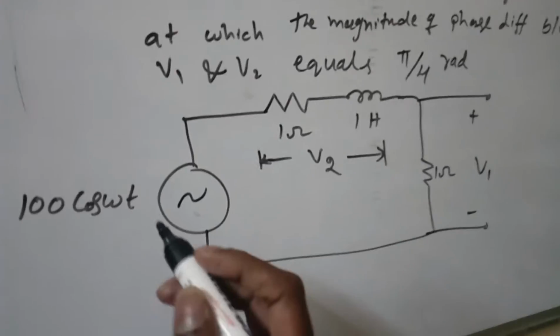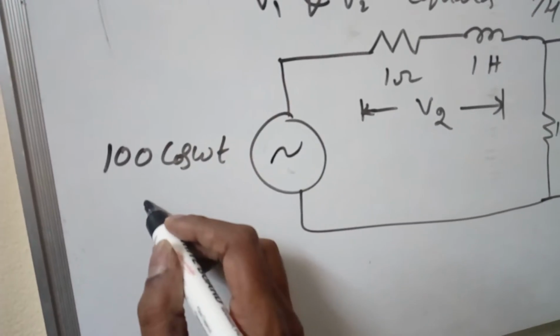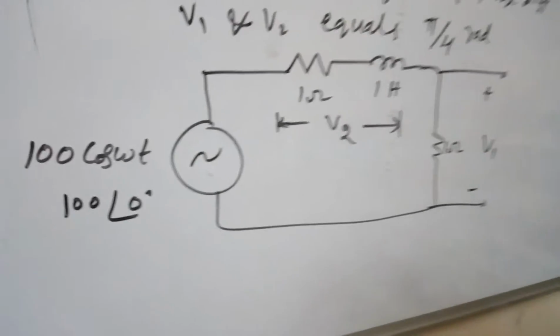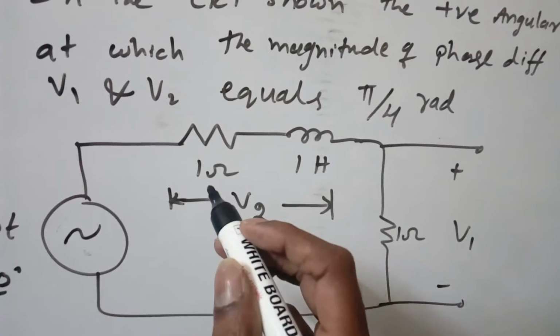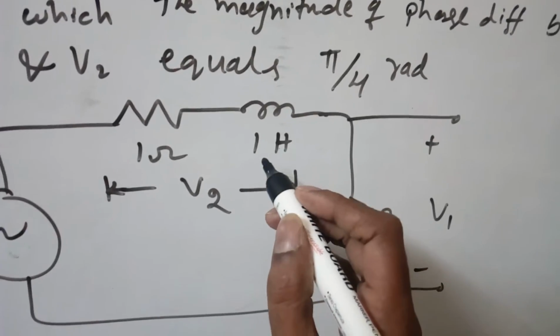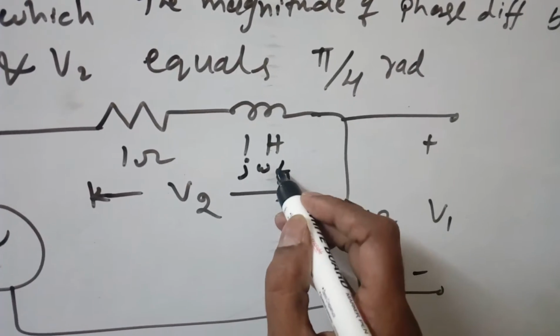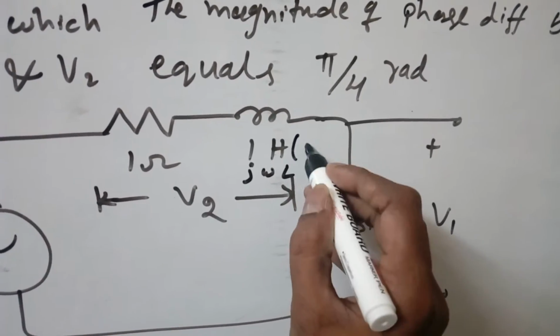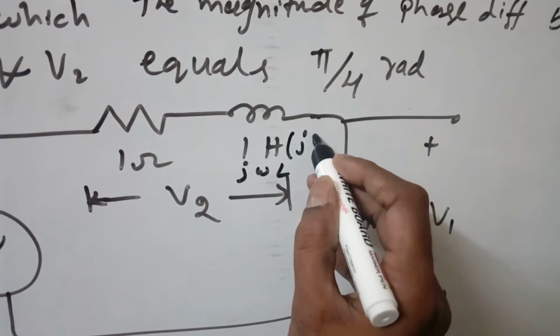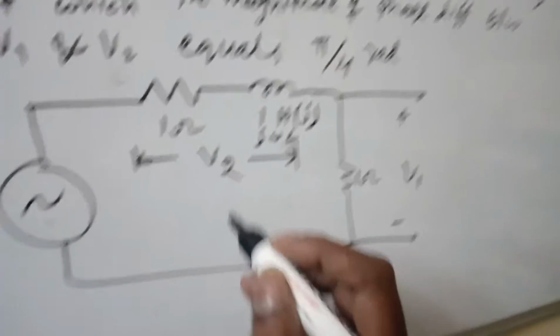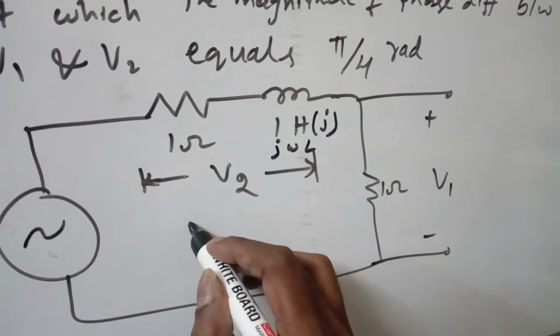That is, this cos omega t will be replaced in the phasor domain by 100 angle 0, right? And this 1 ohm resistance stays as it is, but this 1 Henry becomes j omega L. L is 1 Henry, so this will become j into 1, so it will be j ohms. Anyway, this is also a resistance. Now to solve this one, I will go like this.